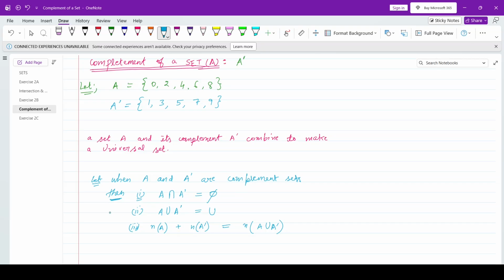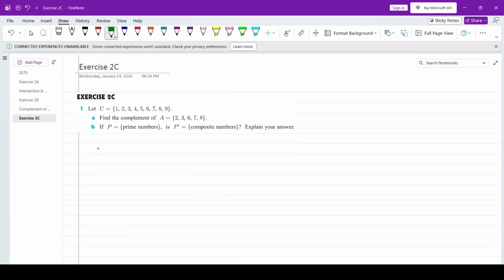Let's solve some questions from exercise 2C. So the question says, let U be a set containing 1, 2, 3, 4, 5, 6, 7, 8, and 9. Find the complement of A. We know A is a set containing 2, 3, 6, 7, and 8. So A prime or A complement will be a subset of U containing the elements not in A.